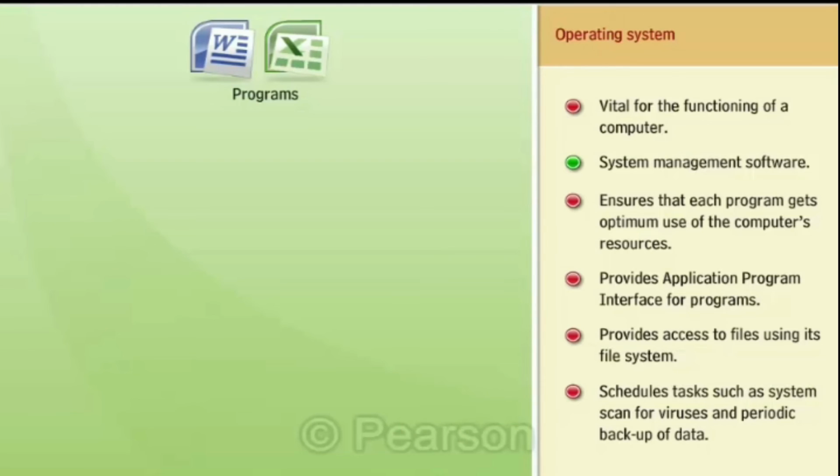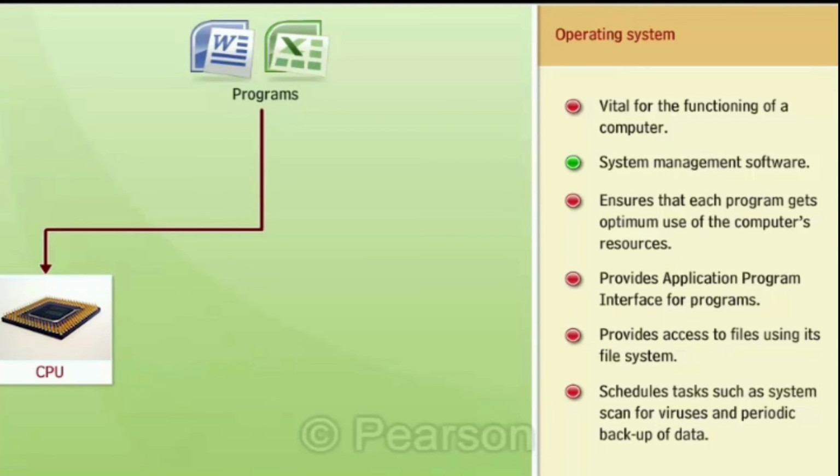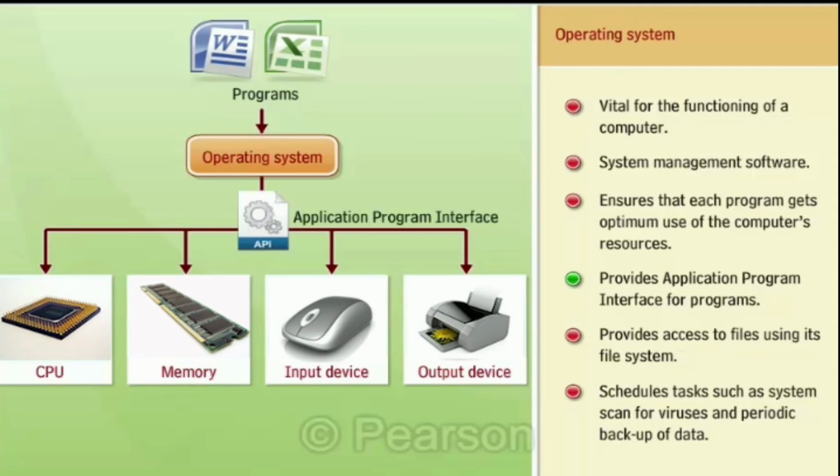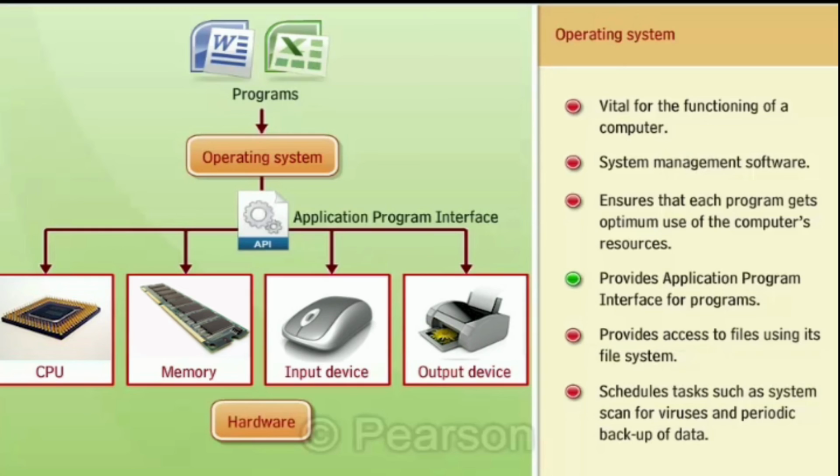Did you know that all programs running on the computer compete for the central processing unit, the memory, and the input and output devices, and it is the operating system that makes sure that each program gets optimum use of the necessary resources. Operating systems provide a consistent interface called an application program interface for programs to access the hardware without having to know all the details of the hardware.